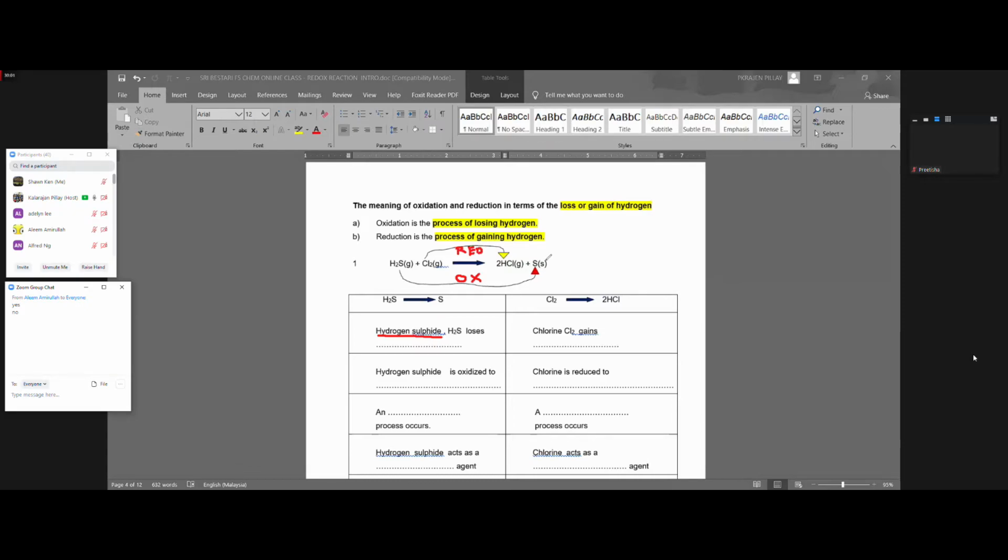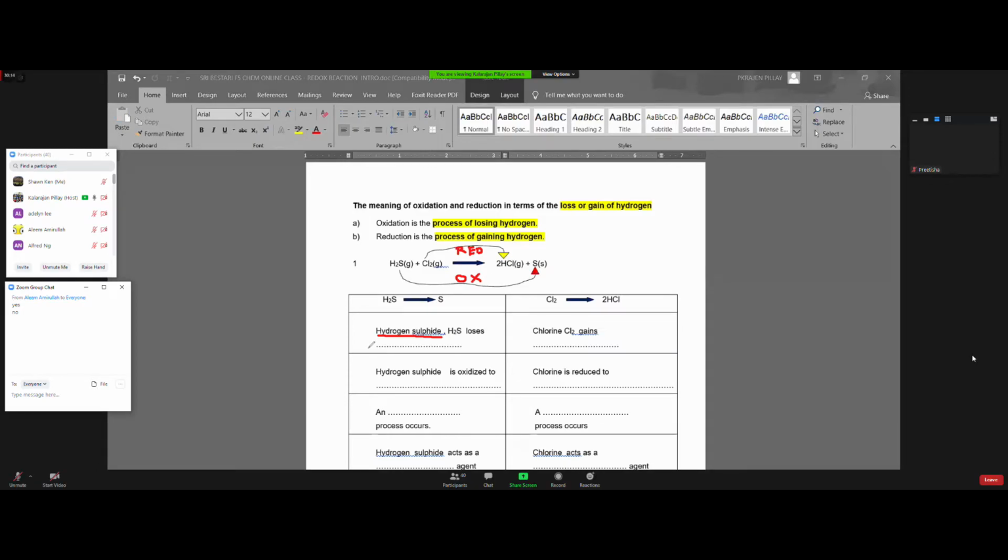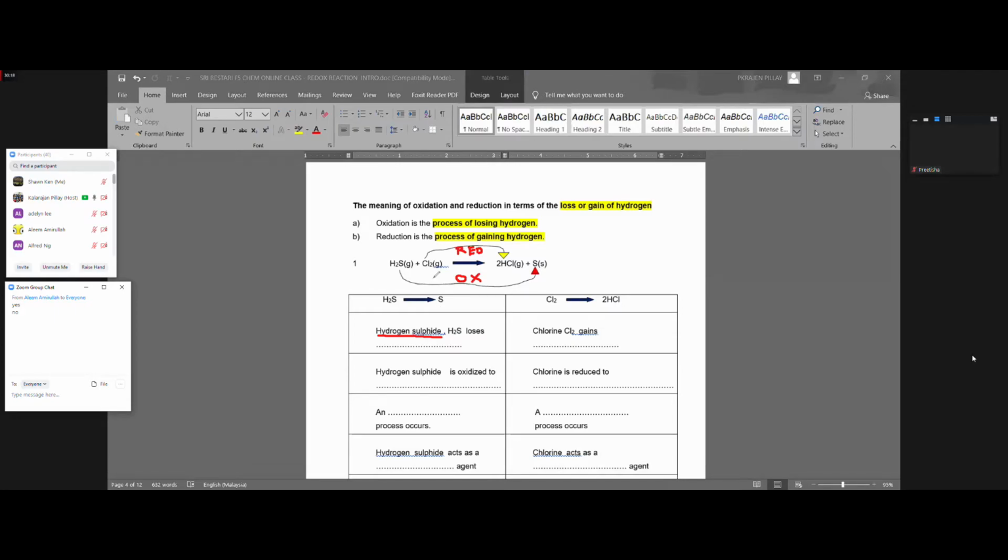So now try. I'll guide the first one for you. After that you can do the second one. Hydrogen sulfide, H2S, loses what? Hydrogen. You can see from here, write down, loses hydrogen. And then chlorine gains hydrogen. So now we're only talking in terms of hydrogen. Nothing to do with oxygen.